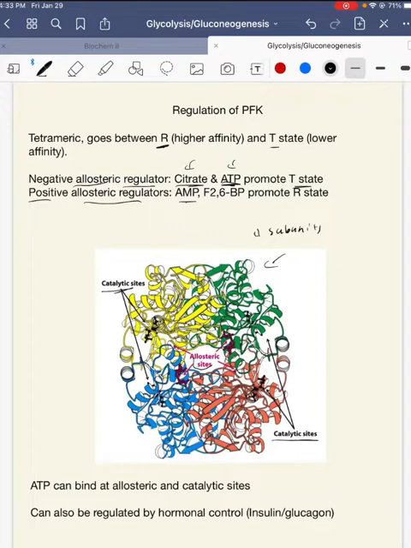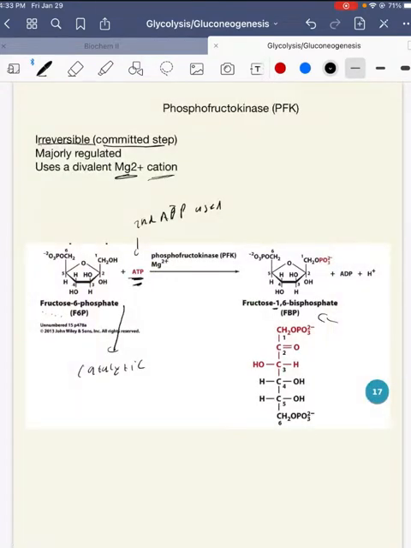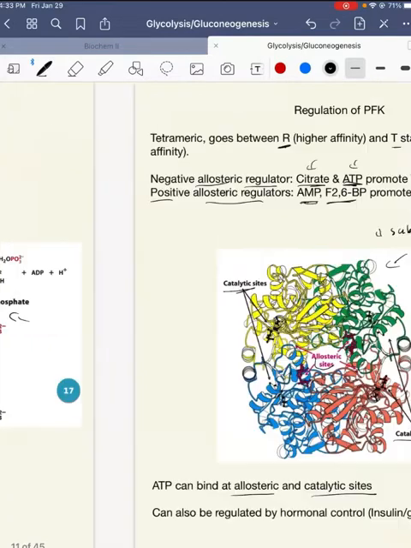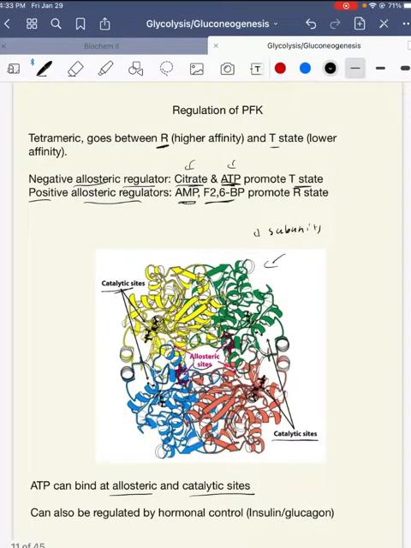So if we have a lot of AMP, that means the cell is in a low energy state and we need to start running PFK. Another one is fructose 6-bisphosphate, which I'll talk about later in more detail, but it promotes the high affinity state. And I put ATP at the bottom here so no one gets confused. ATP can bind allosterically and at the catalytic site because it's one of our substrates. All of this can also be regulated by insulin and glucagon.